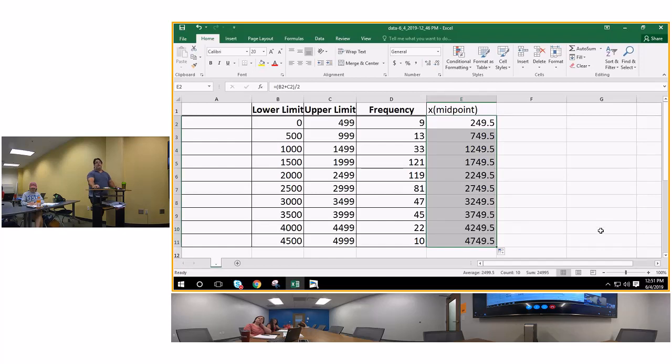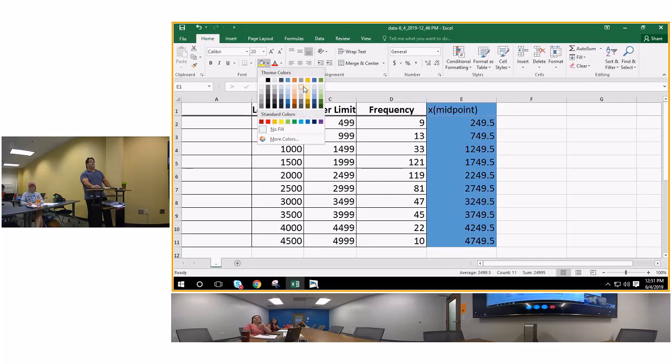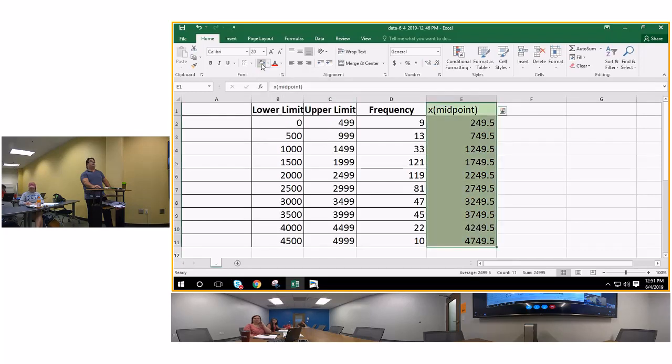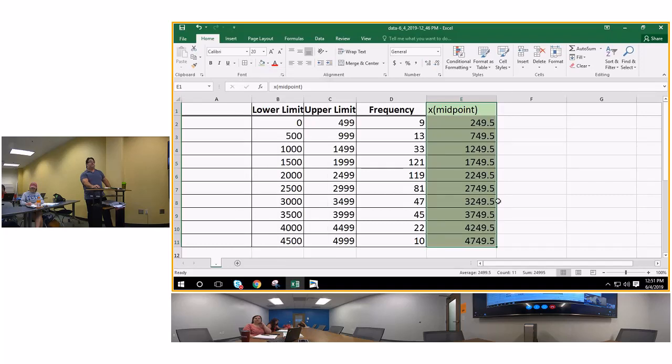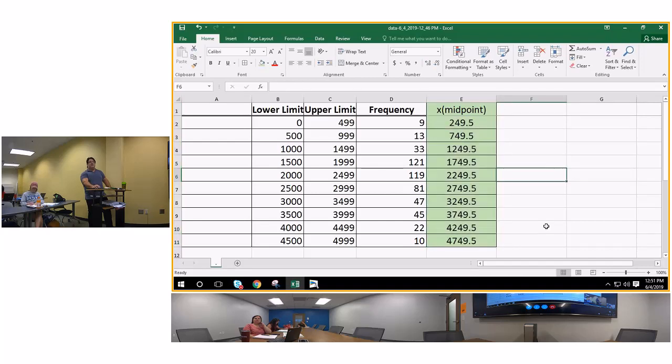Look at that. It's a miracle. So now I'm going to highlight that column. Why am I going to highlight it? Because that's what we're going to use in our formula. And I'll put little borders around it so everybody feels good about themselves. And I got to center it because I can't stand not having it centered. OCD.